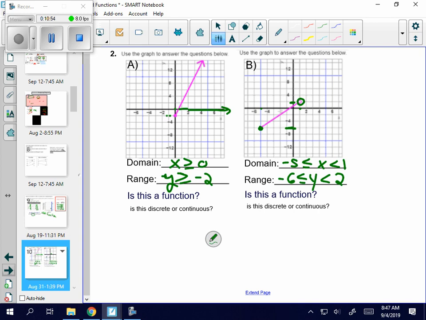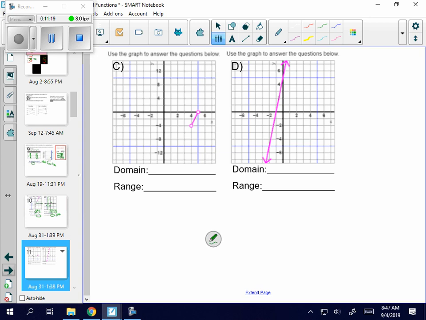So is this a function? Well, yes, it is. It passes the vertical line test. Is it continuous or discrete? It's continuous because we have dots in between the dots. It doesn't need to go on forever to be continuous. I need dots in between the dots. On the last one, by the way, it's also continuous because we have dots in between the dots. All right, let's look at C and D. Our domain, our x values start at 4 and go to 5.